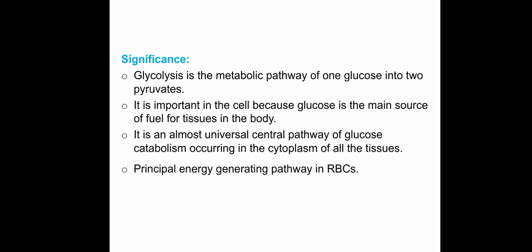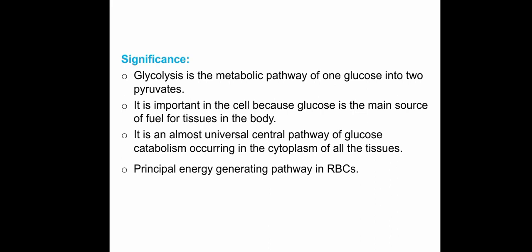Significance, simple thing: it is the metabolic pathway of one glucose into two pyruvates. Two molecules of pyruvate are produced from one molecule of glucose. It will give us the ATP energy. Not only the ATP energy, NADH is also produced, which will give us energy if it proceeds through the further steps. It is important in the cell because glucose is the main source of fuel for the tissues in the body. It is an almost universal central pathway of glucose catabolism occurring in the cytoplasm of all the tissues.